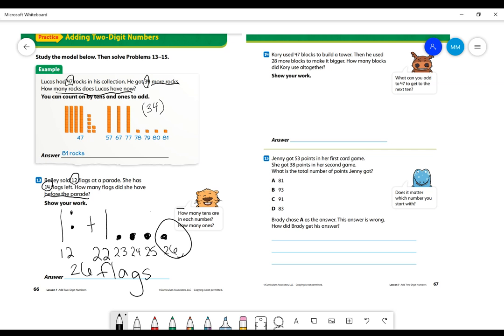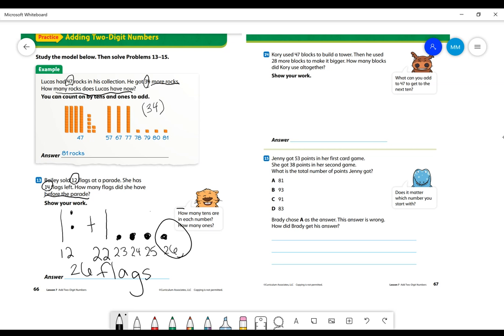It says Corey used 47 blocks to build a tower. Then he used 28 more blocks to make it bigger. How many blocks did Corey use altogether? All right, so I'm going to go back because this is a word problem. I always read my word problem more than once, so I know exactly what I'm going to do.